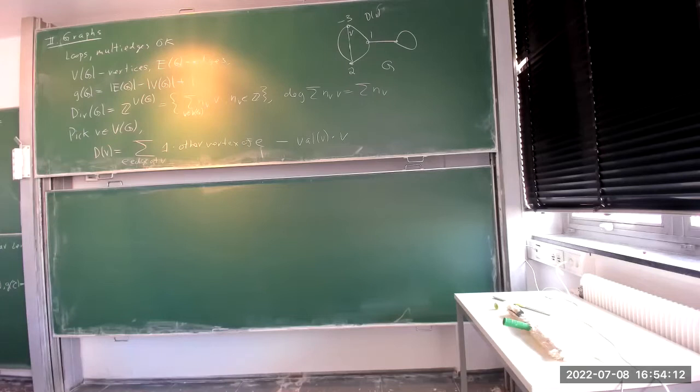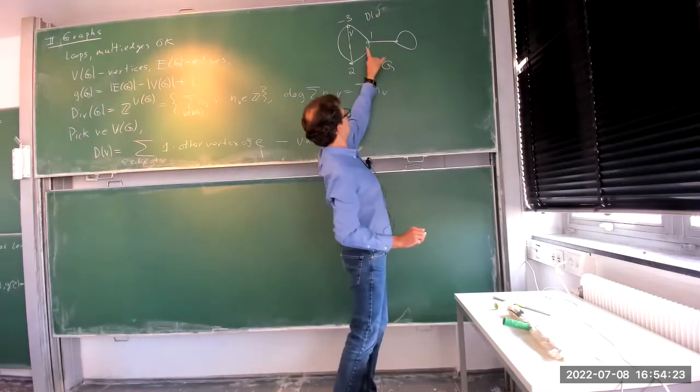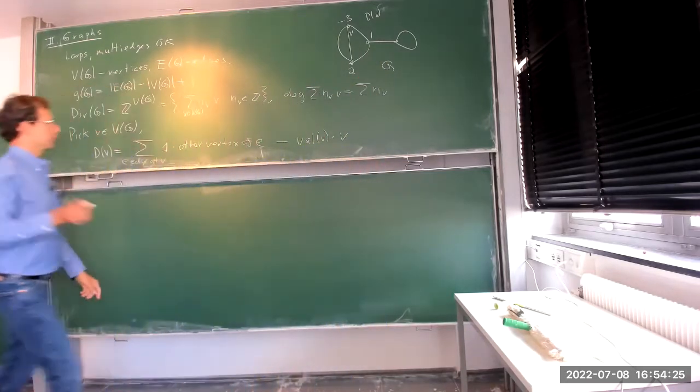Sorry, is there a question? What about loops? So loops don't actually do anything, because a chip just goes back. Yeah. So if I fire this vertex, I'm just going to get a -1, 1, and this loop doesn't contribute.